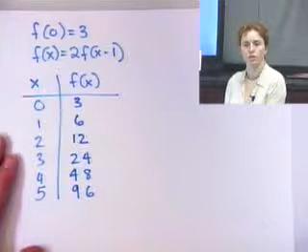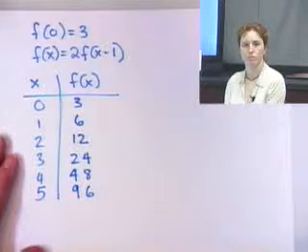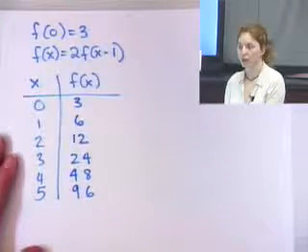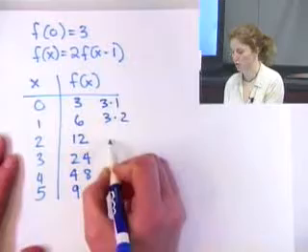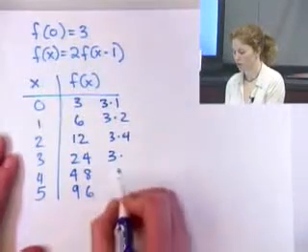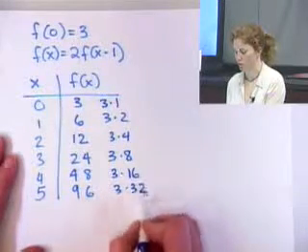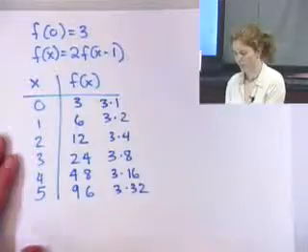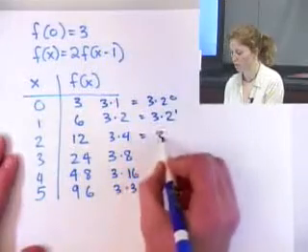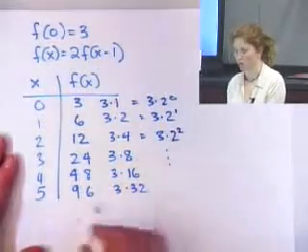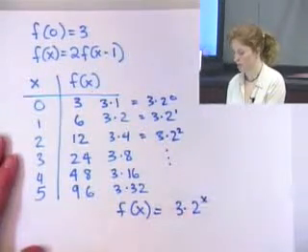So what would you guess for the closed form for this? 3 to the x. 3 times 2 to the n. These are 3 times powers of 2, right? So this is 3 times 1. This is 3 times 2, 3 times 4, 3 times 8, 3 times 16, and 3 times 32, which are powers of 2. So this is equal to 3 times 2 to the 0, 3 times 2 to the 1, 3 times 2 squared, and so on. So we're going to guess that the closed form is f of x is equal to 3 times 2 to the x.